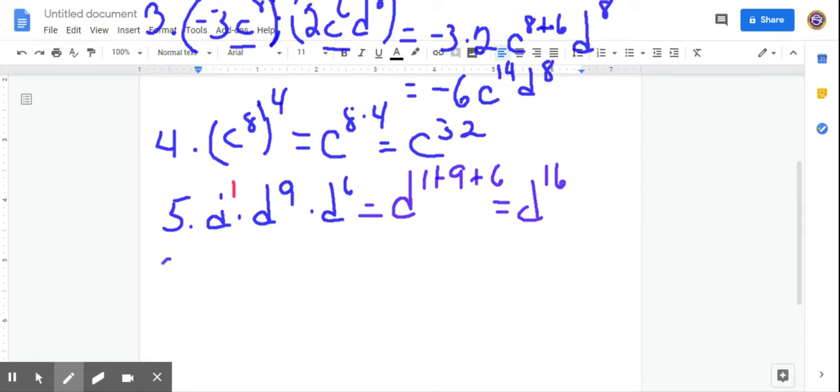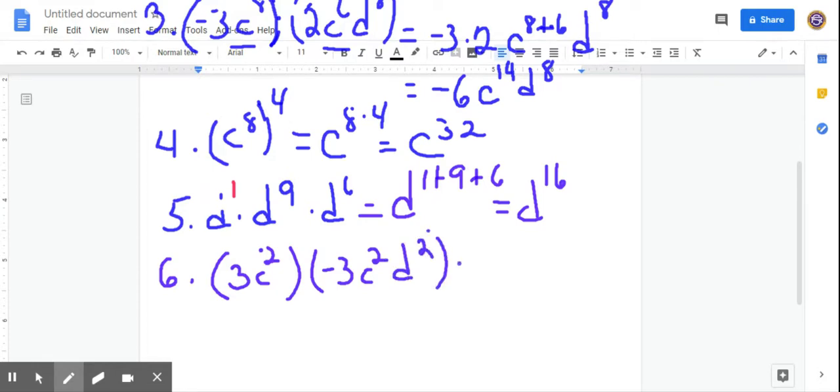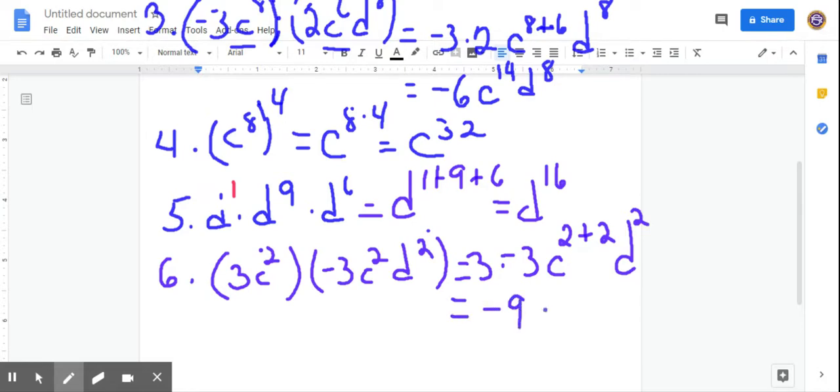Number 6. You have 3c squared times negative 3c squared d squared. So again, you're multiplying. So you multiply the coefficients. You keep the base, which is c. You add the exponents on the two c's. So that's 2 plus 2, which is 4. And you get negative 9 c to the fourth power d squared.